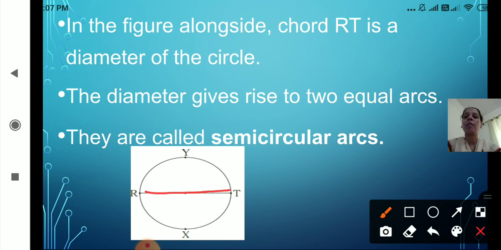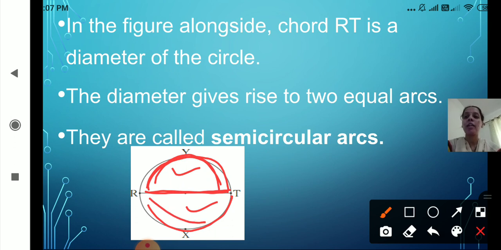Okay, the diameter gives rise to two equal arcs. Now because of the diameter, the circle is divided into two equal parts, so we will get two equal arcs, arc RYT and arc RXT. So they are called as semicircular arcs. Which are the semicircular arcs here? Arc RYT and arc RXT. Yes, these are the two equal arcs, so they are called as semicircular arcs.